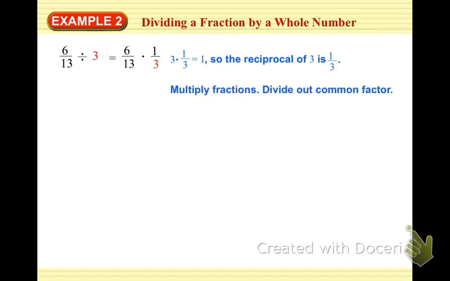If we're dividing a fraction by a whole number, remember that whole numbers and mixed numbers need to be changed to improper fractions first. So remember, we're finding the reciprocal. So 3 times 1/3 is equal to 1, so the reciprocal of 3 is 1/3. And if you think of the whole number 3 as a fraction over 1, 3 over 1, then it's easier to see the reciprocal as 1/3. Again, divide out common factors, and then multiply.